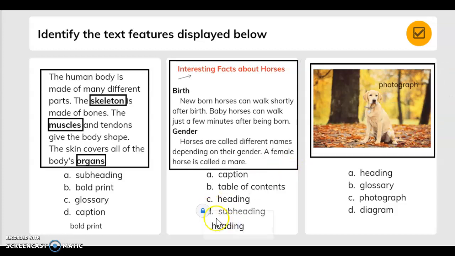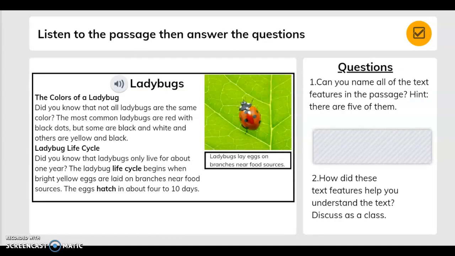And I'll put this answer here. This is an example of a heading. And this is an example of bold print. So I'll put it right here. That way you can see it. Okay. Listen to the passage and answer the questions.